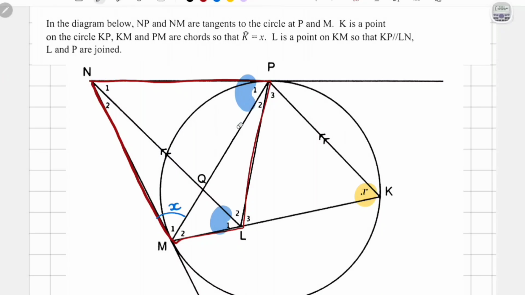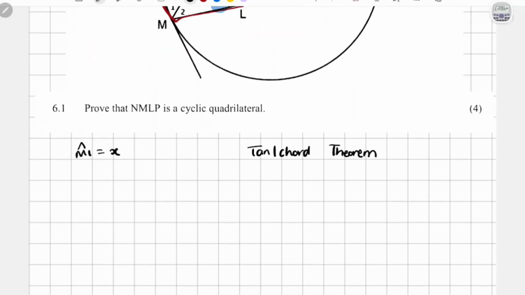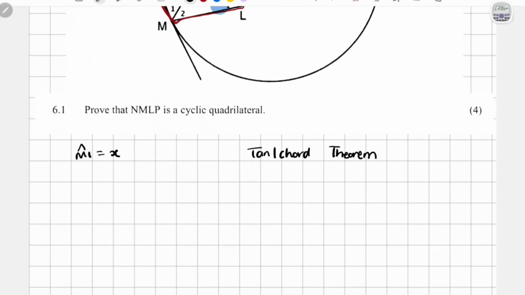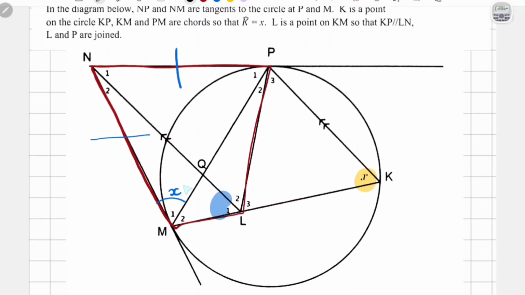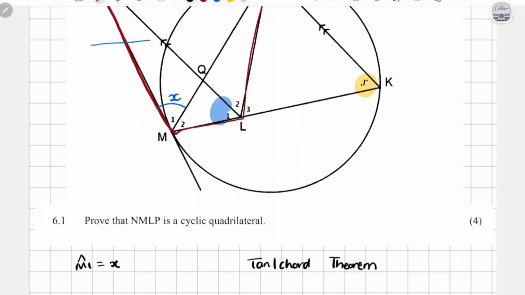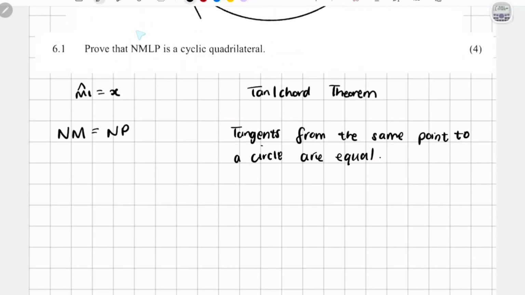Remember, this is a triangle. If this is a tangent and this is a tangent, then tangents drawn from the same point to a circle are always going to be equal. So we have an isosceles triangle. So I'm already going to mention that NM is equal to NP because tangents drawn from the same point to a circle are equal. Now that I have that down, that would mean that angle M1 is equal to angle P1. So this is also X, and that's because angles opposite equal sides are equal.